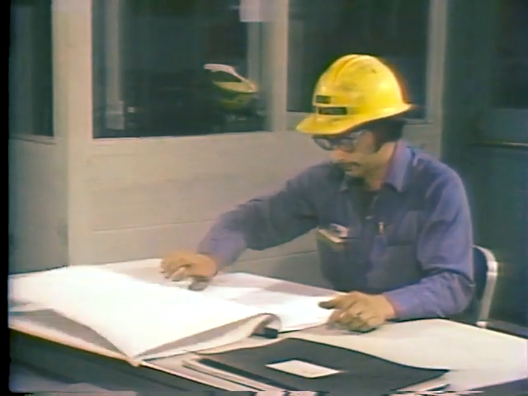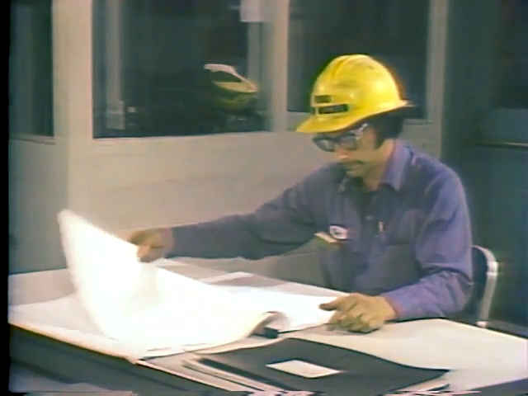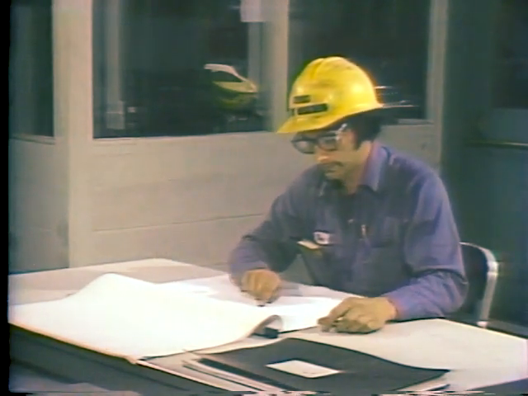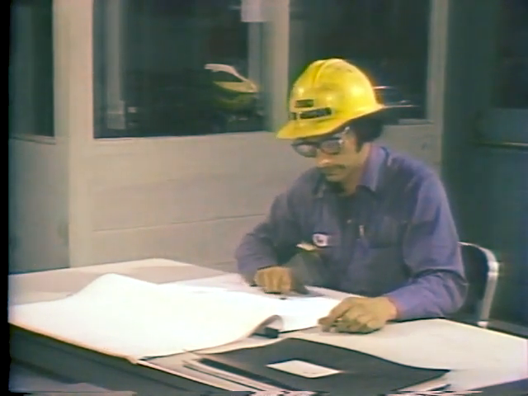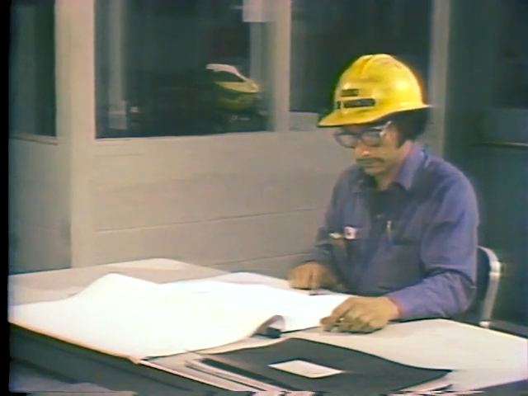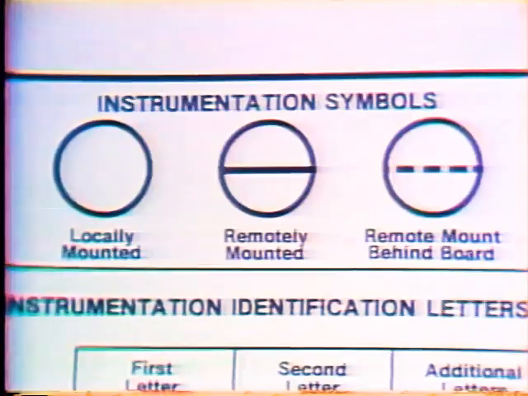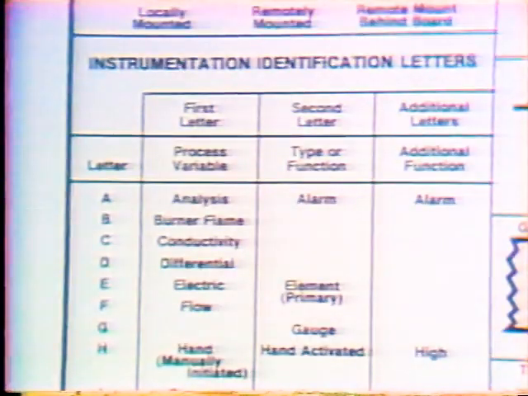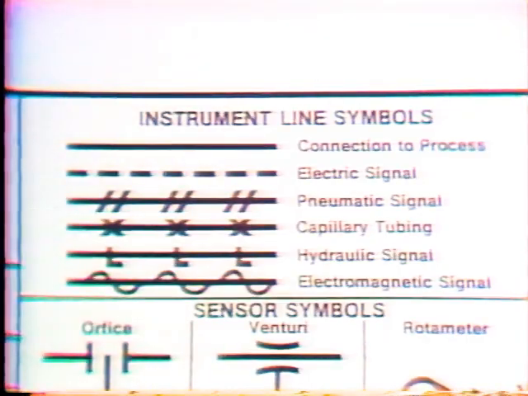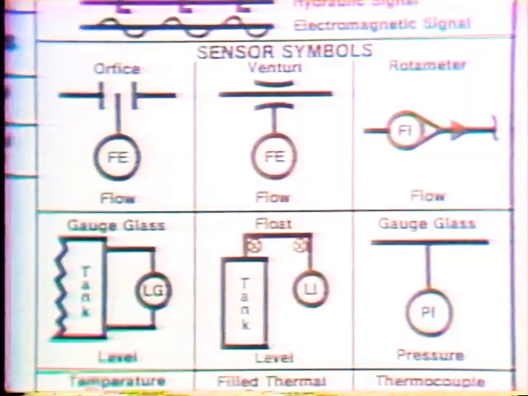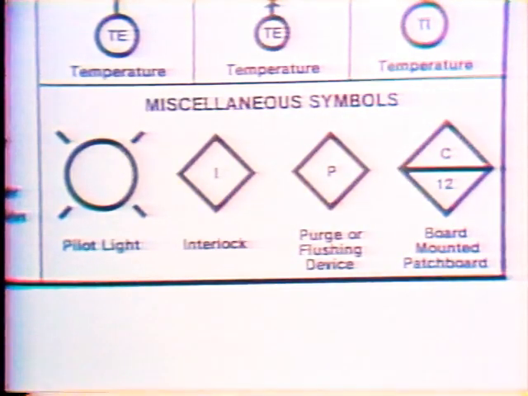Now, there are a lot more things that you need to know about P&IDs, symbols, and legends. In the next segment, we'll look at some typical symbols and letter designations. For now, though, let's review what you've learned. First, you learned that symbols are used on plant prints to indicate systems and instruments. You also learned that the key to understanding the meaning of the symbols on a print is the legend, which identifies instrumentation symbols, identification letters, instrument line symbols, sensor symbols, and other miscellaneous symbols that are used.